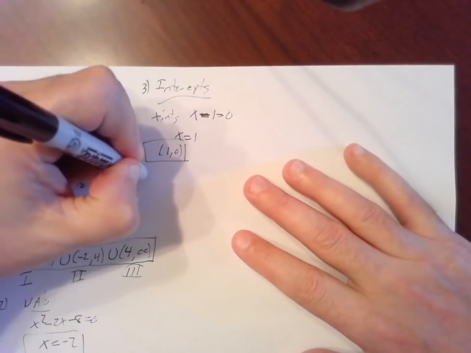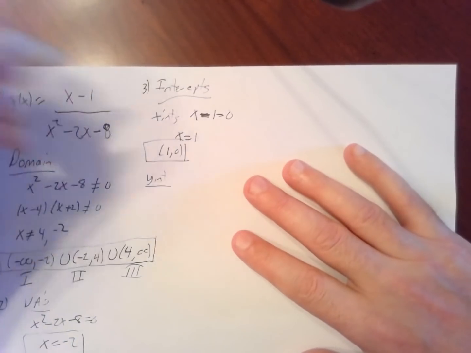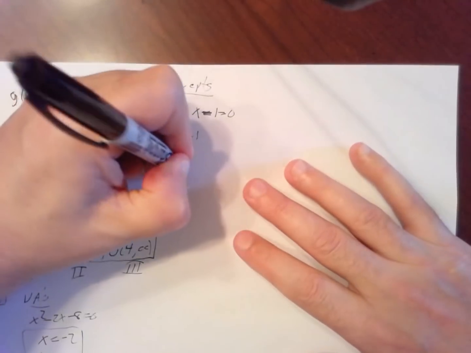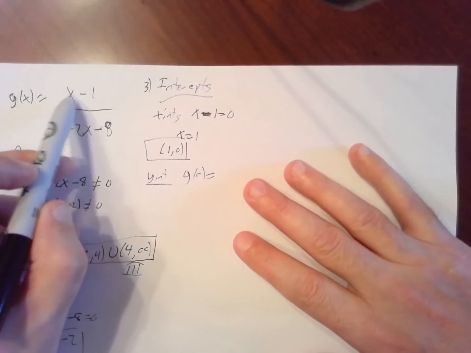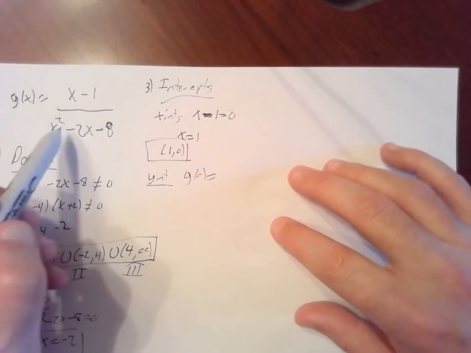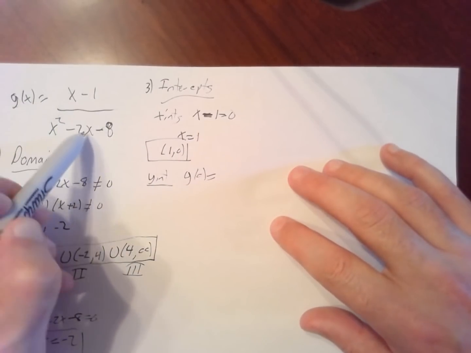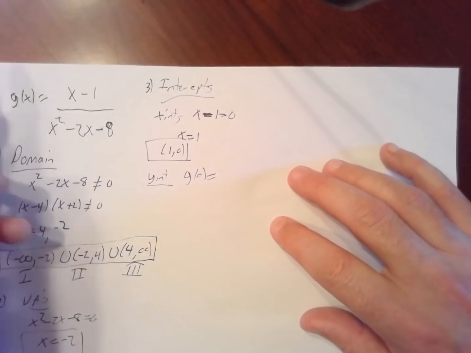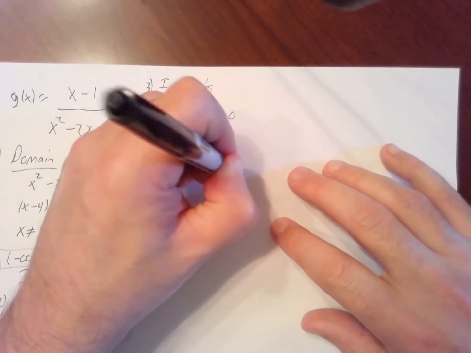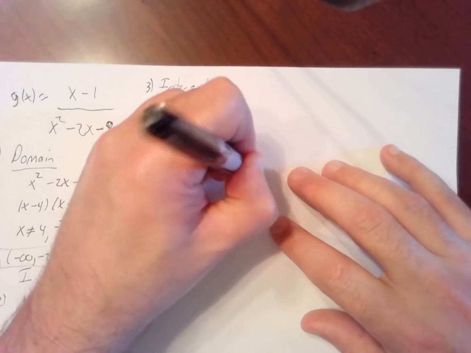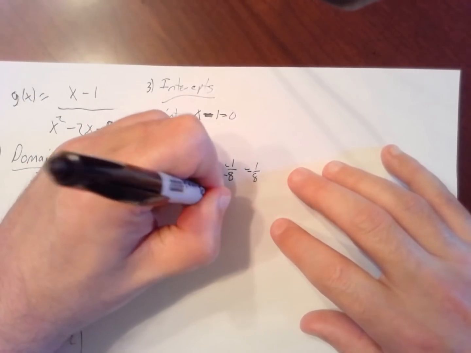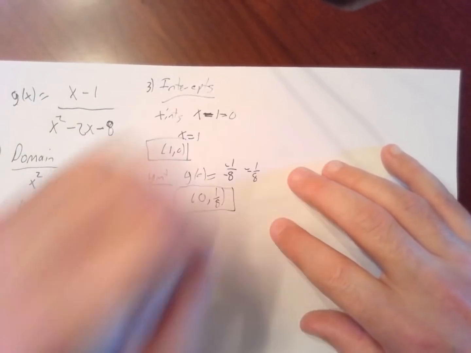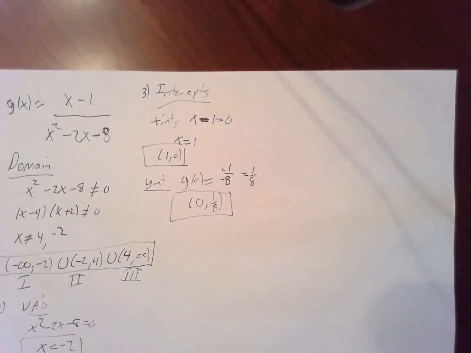Okay. Y-intercept. I plug in 0. G of 0: 0 minus 1, negative 1. 0 minus 0 minus 8, negative 8. We get 1/8. (0, 1/8). That is the y-intercept. Let's put that stuff on the graph.